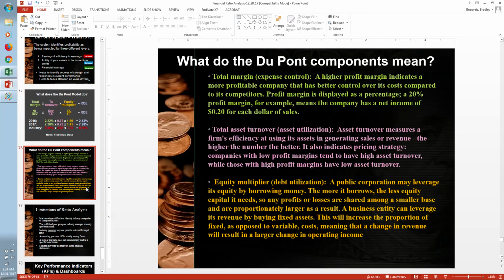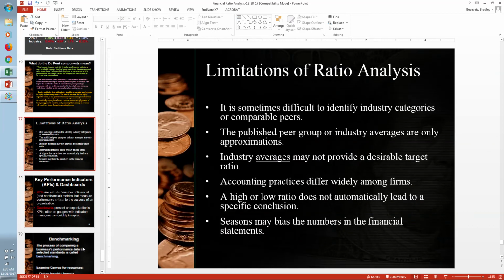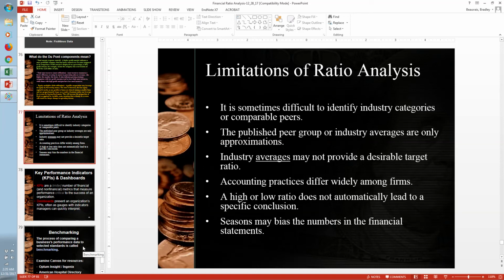This slide I just added in there to give you a little bit more background on each one of these. I don't want to insult your intelligence and read it for you, but if you need a little bit more background on what each one of those components are, as well as what they do, there's some additional information for you. Now, I will tell you that there are some limitations to ratio analysis. Several of those are listed here.